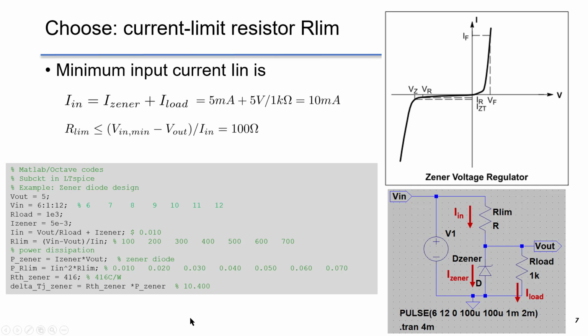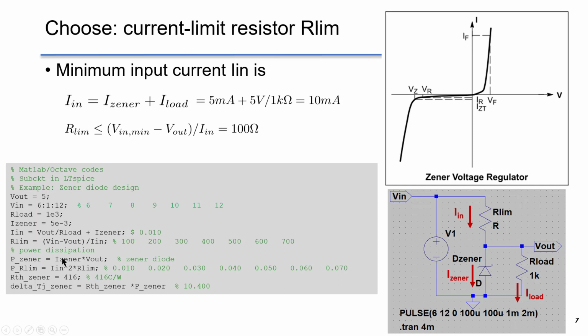So this is the MATLAB Octave code to calculate the resistor value given a variation of input voltage from 6 volt to 12 volt. We can see that R limit is calculated according to different voltage at input. 100 ohm corresponds to 6 volt as the minimal input voltage. So we need to use this 100 ohm. If we use 700 ohm, we cannot meet the current requirement for the low-end input voltage. Therefore, we need to use 100 ohm.